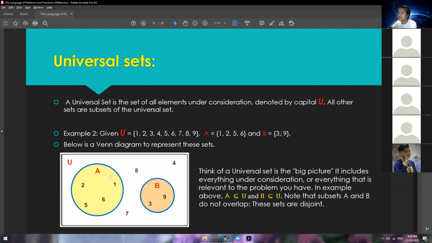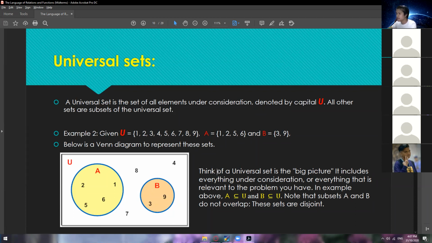In here, as you can see, we have a Venn diagram to represent these sets. We have set A, which is 1, 2, 5, 6, and then set B, which is 3 and 9. And then the elements that are not part of these sets are still inside the universal set, which are 7, 8, and 4. If an element does not belong to these sets, it is just outside of them. They have no place, but they are still inside the universal set.